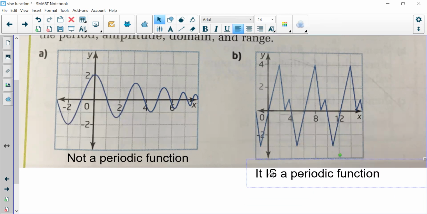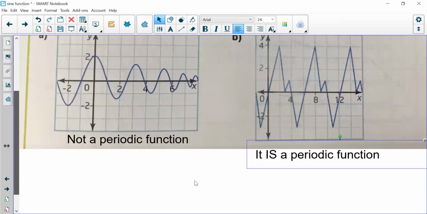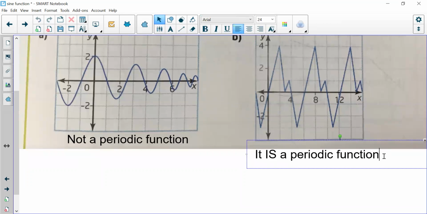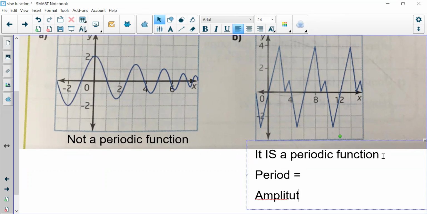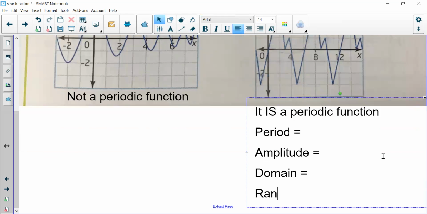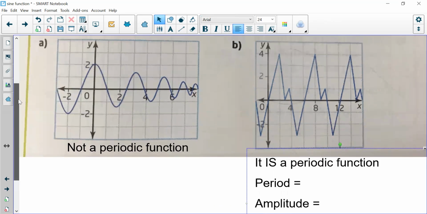Okay, what do we mean by period, first of all? You guys may have to look back in your notes. What does it mean for period? The horizontal length of one cycle. Okay, very good. We're looking at the length of one cycle. So what I want you guys to do is just pick a point. It doesn't really matter what point you pick. Pick a point and then see when that pattern repeats again.